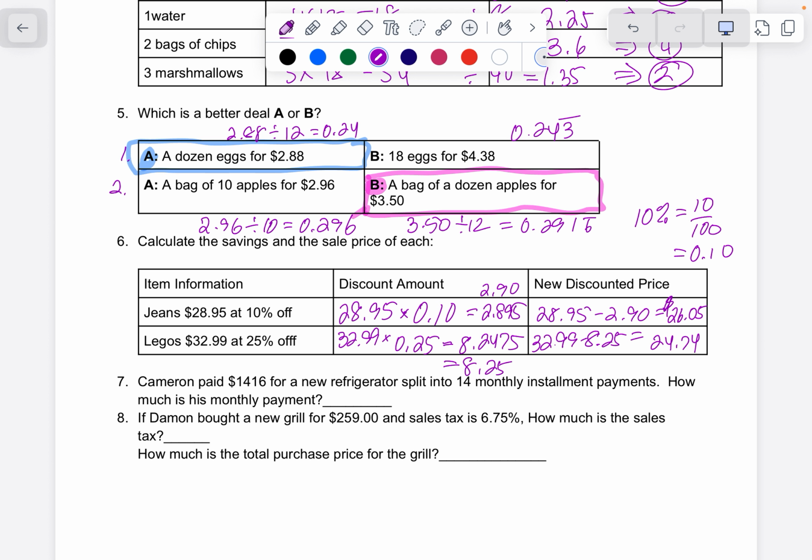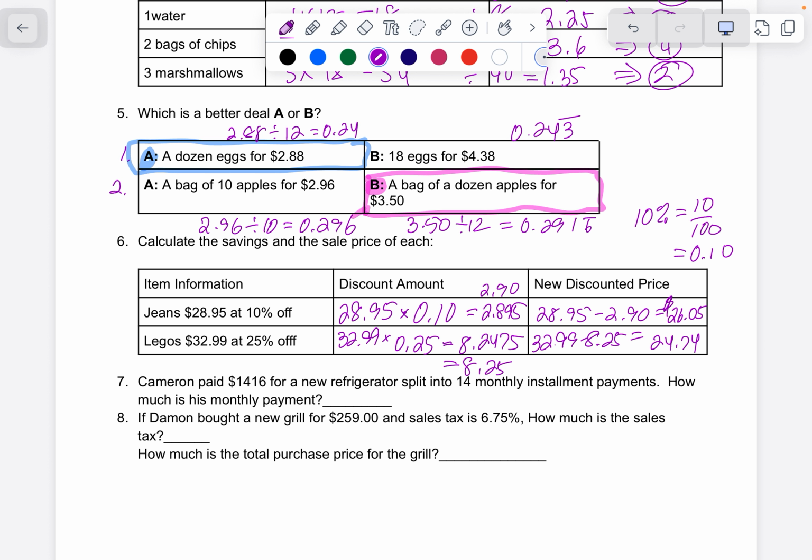And then lastly, we're going to do a little bit with sales tax and monthly installments, okay? So number 7 says that Cameron paid $1,416 for a new refrigerator split into 14 monthly installment payments. How much is his monthly payment? How do we calculate what our monthly payment will be? So he had to buy this new refrigerator. It cost him $1,416. How could we find the monthly payment?